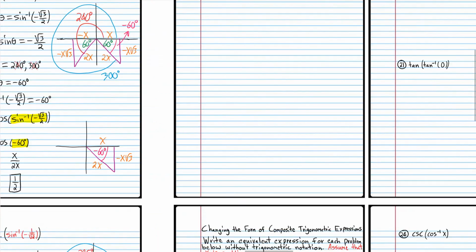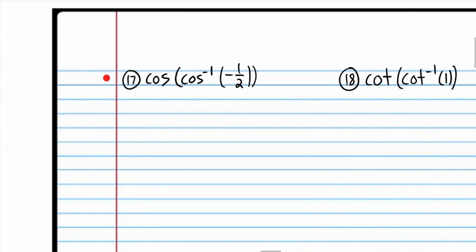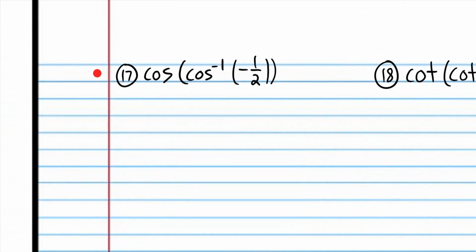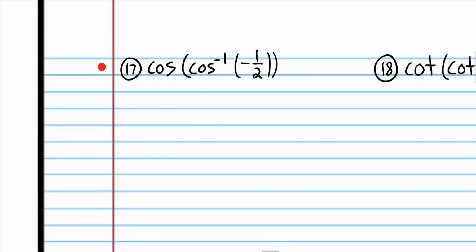Okay, so notice in this next problem we have functions that are inverses of each other. We have the cosine function and we have the cosine inverse function. And so something special is going to happen, but let's just do this problem as we normally would do. We're going to find the value of the inside expression first by setting it equal to theta.